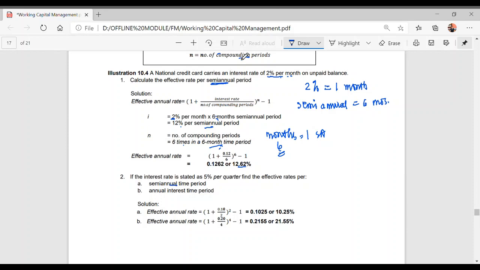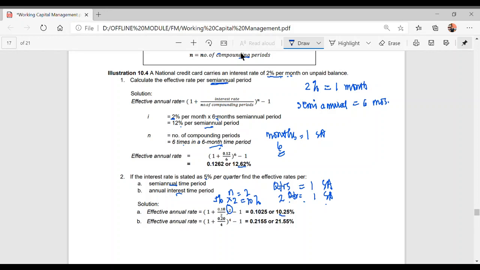Next, if the interest stated is 5% per quarter, find the effective rates per semi-annual time period. And the second one is annual time period. So remember, how many quarters in one semi-annual? So there are 2 quarters in one semi-annual. That's why our compounding period here, our N is 2, because there are 2 quarters in one semi-annual. Okay, and why is it 10%? Because since there are 2 quarters in one semi-annual and that's 5% per quarter, so that's 5% times 2. So that's 10%.